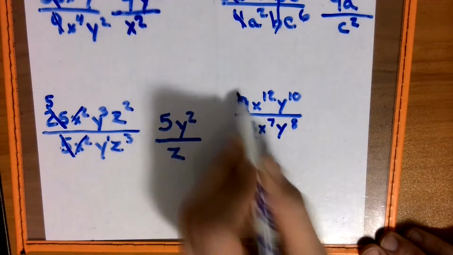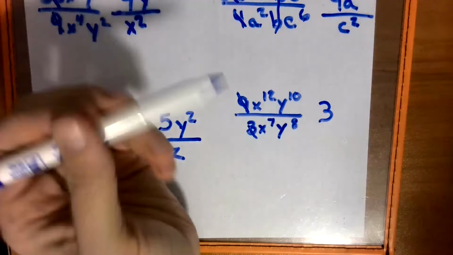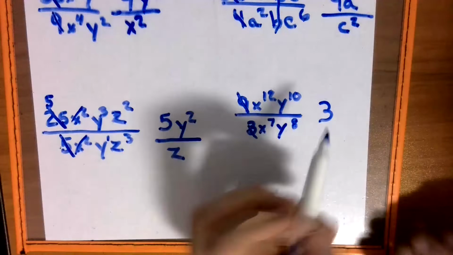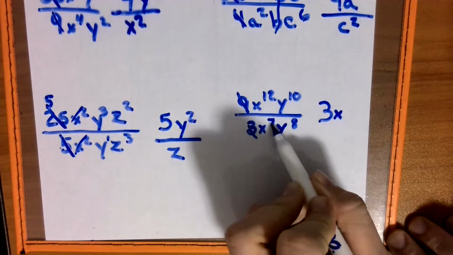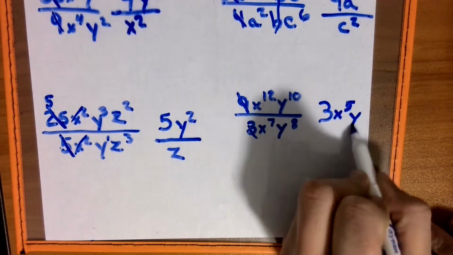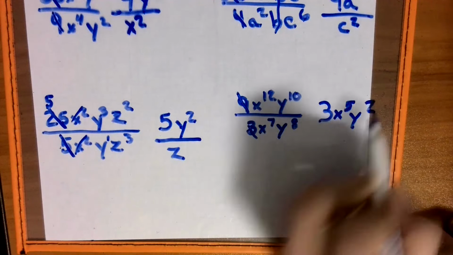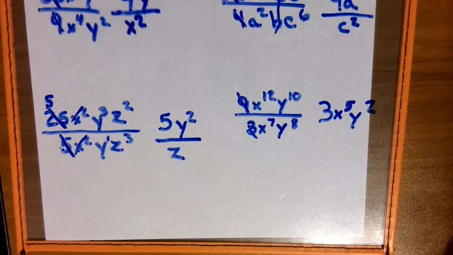So 3 goes into 9 3 times. And then you look at who's got more x's, and there's more x's on the top, and 12 take away 7 leaves you with 5 up there. And there's more y's left on top, so there's 2. So there's no denominator here anymore because we took it all out.